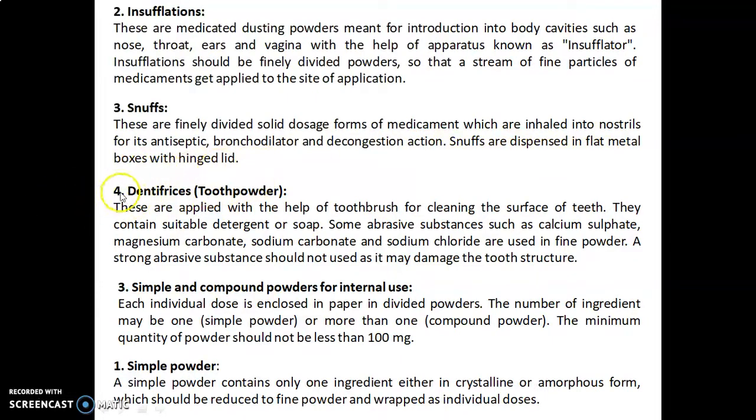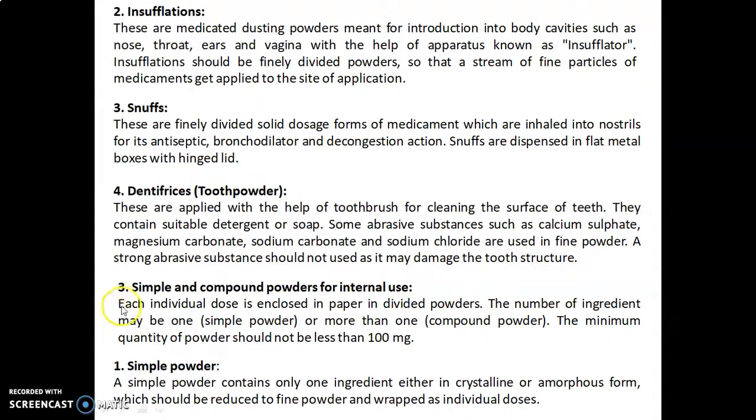Then next, fourth class, that is dentifrices, which are tooth powders. These are applied with the help of a toothbrush for cleaning the surface of the teeth. They contain a suitable detergent or soap. Some abrasive substances such as calcium sulfate, magnesium carbonate, sodium chloride are used in the fine powder. A strong abrasive substance should not be used as it may damage the tooth structure.